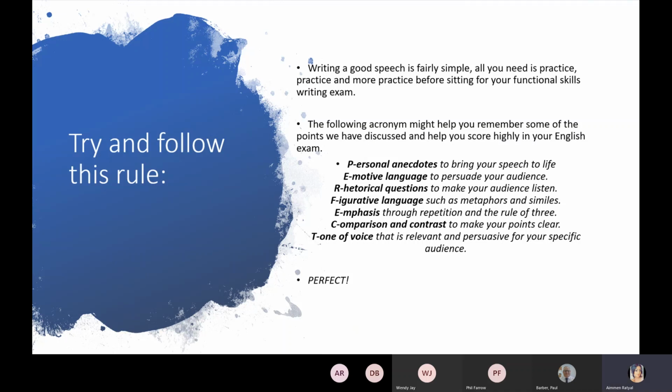Comparison and contrast is the C, and it makes sure that your points are quite clear. T is the tone of voice, which is quite relevant and persuasive for your specific audience, and obviously that spells out PERFECT. So if you can remember those techniques within that word, I think you'll nail your functional skills.